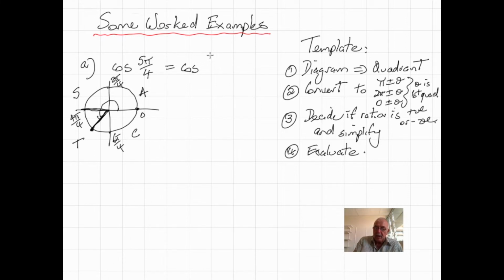To get around there, it will be 4 pi on 4 plus 1 pi on 4. So we go round to that, and then we go another pi on 4. So 4 pi on 4 plus 1 pi on 4 is 5 pi on 4. So we've done this step here. So we've converted to pi. 4 pi on 4 is just pi plus pi on 4. So maybe we should write it like that.